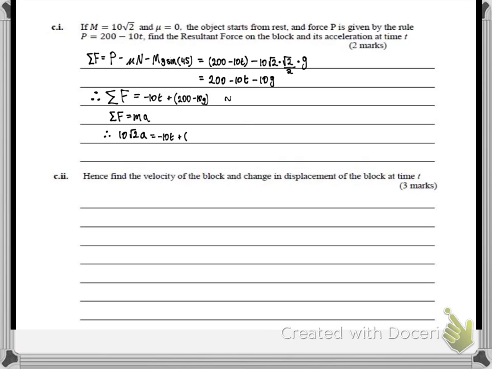Now relate that to mass times acceleration, and retranspose for the acceleration and simplify it. Any common factors, bring them out of a bracket like so, and there's our acceleration as a function of time in meters per second squared. Excellent. So from that, the next question, find the velocity. We have to find the velocity of the block and the change in displacement of the block at any point in time. So from acceleration, how do velocity and displacement relate?